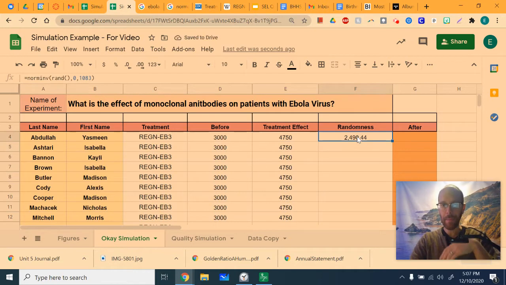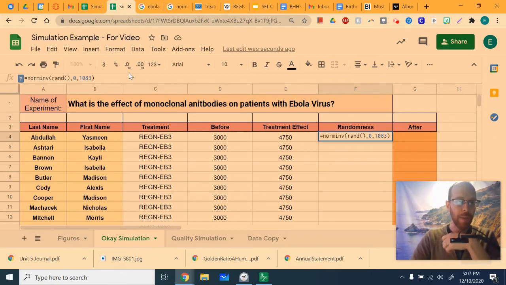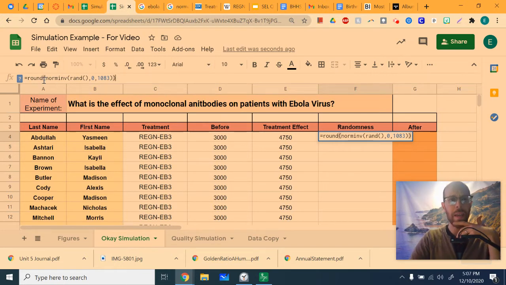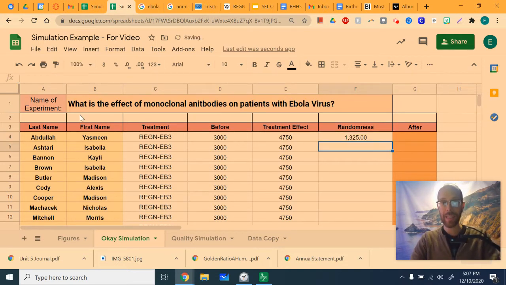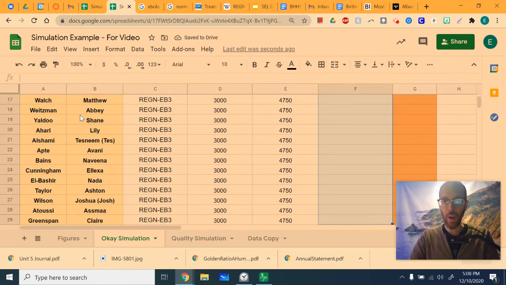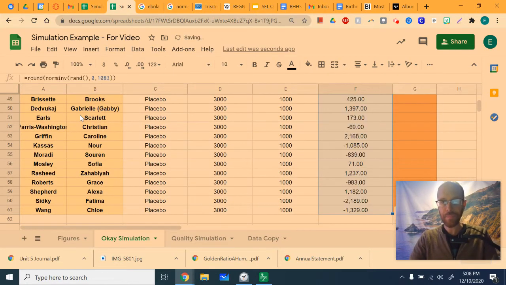Now, when I type that in, I'm going to get a number that has a decimal place on it. That does not make a whole lot of sense, right? Because you can't have part of a white blood cell. The way to fix that is pretty simple. You type another formula called round. Look carefully here. See those highlighted parentheses here and here? That shows that round is rounding what's inside those parentheses, which is my random number. So now I'm going to get a whole number, and I can copy that all the way down my column.